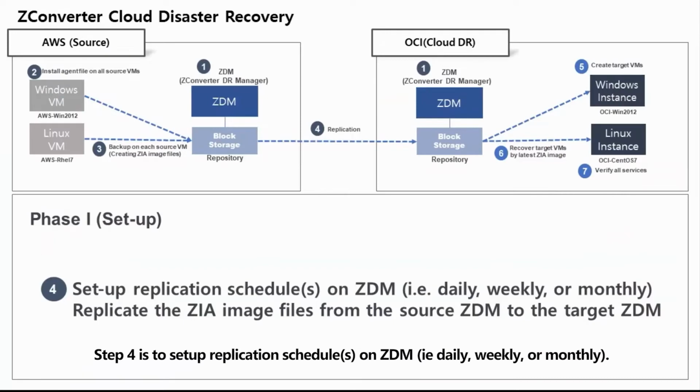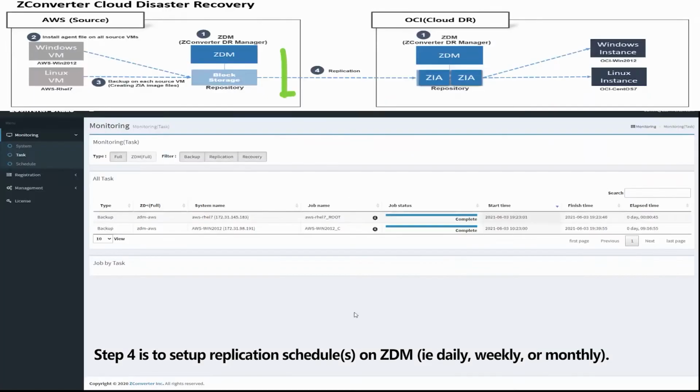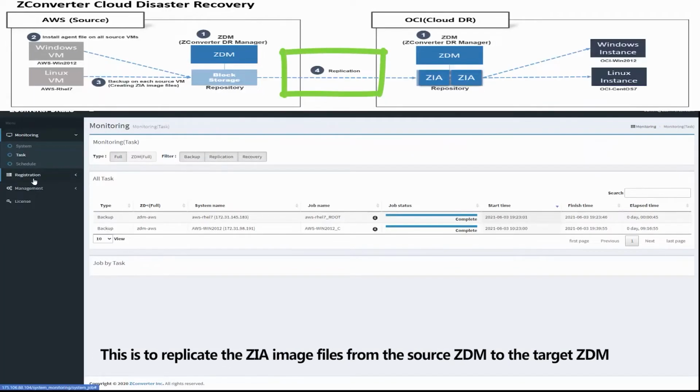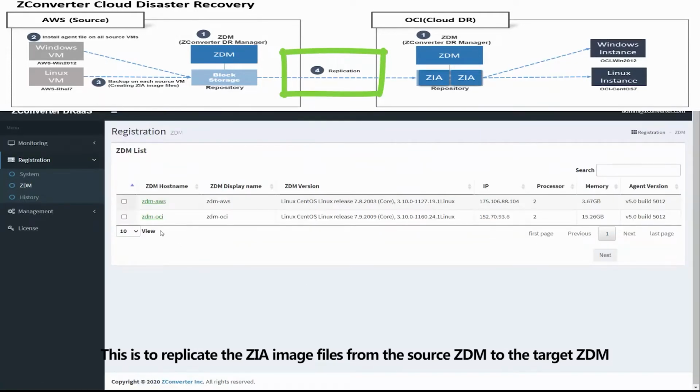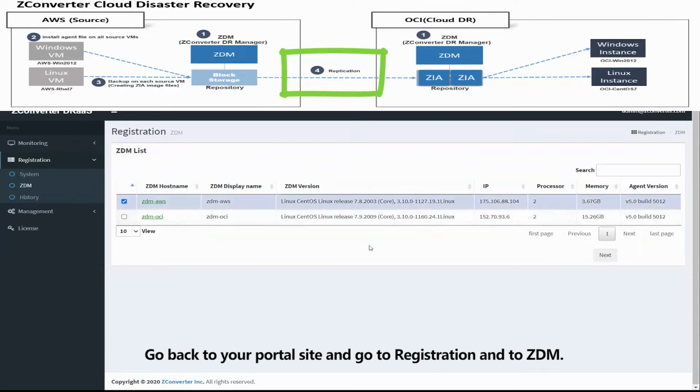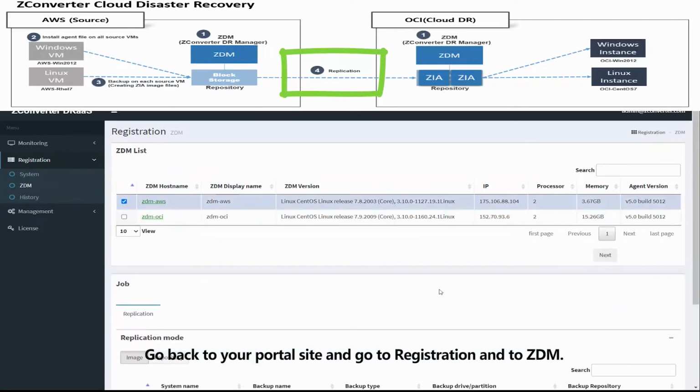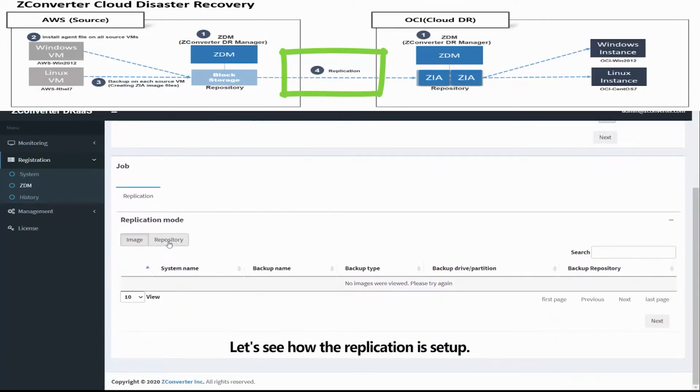Step 4 is to set up replication schedules on ZDM, daily, weekly, or monthly. This is to replicate the ZIA image file from the source ZDM to the target ZDM. Go back to your portal site and go to Registration and to ZDM. Let's see how the replication is set up.